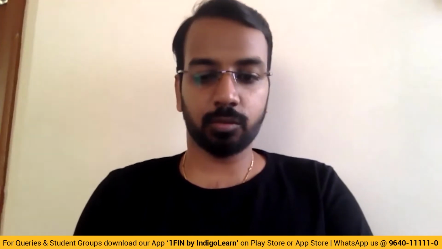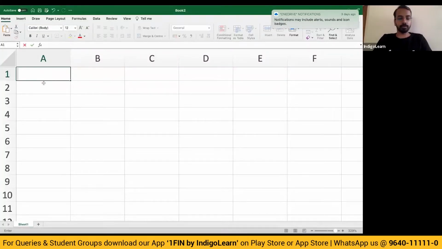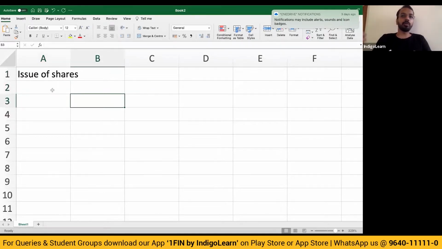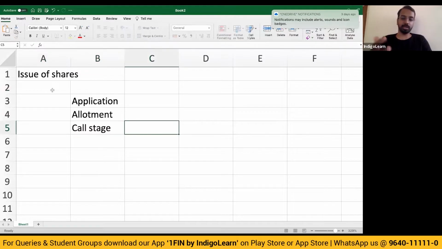Right, so let me just open Excel. Before we jump in, let us quickly go through the entries that we are expected to pass when there is an issue of shares. Then we'll come to pro rata allotment and then maybe we'll come to forfeiture of shares. Whenever there is an issue of shares, there could be multiple different stages. We can have application stage, allotment stage, and call stage. These are the various stages.